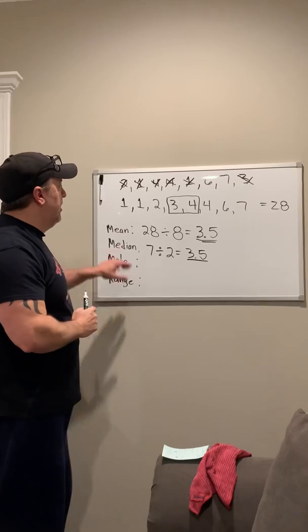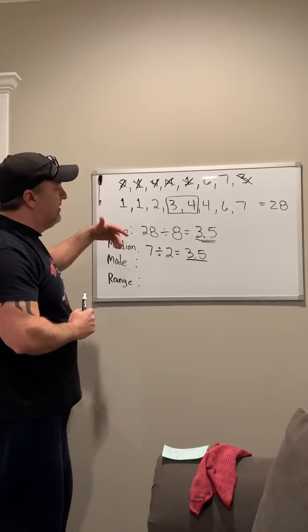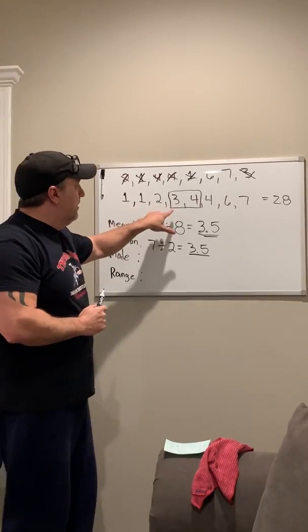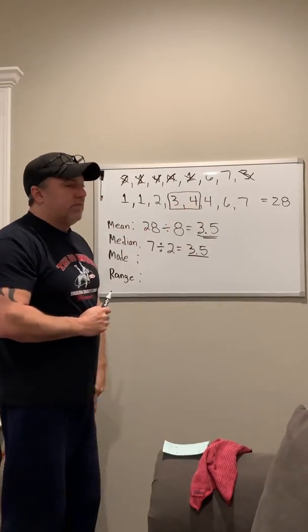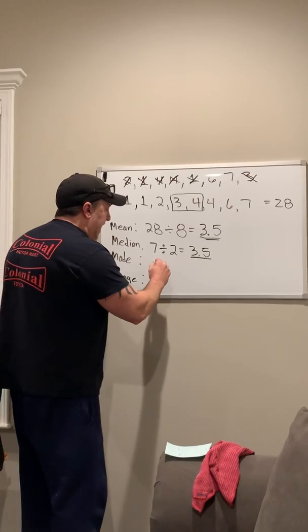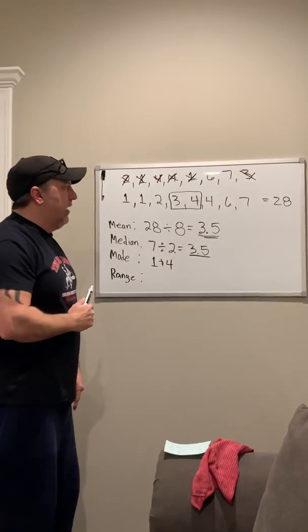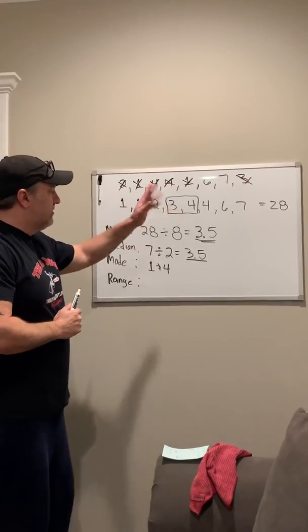The mode is a number that repeats itself up here. I did this on purpose. There's a 1 here twice. There's a 4 here twice. Well, guess what? Your mode is 1 and 4. It can be both of them. No other number repeats itself.